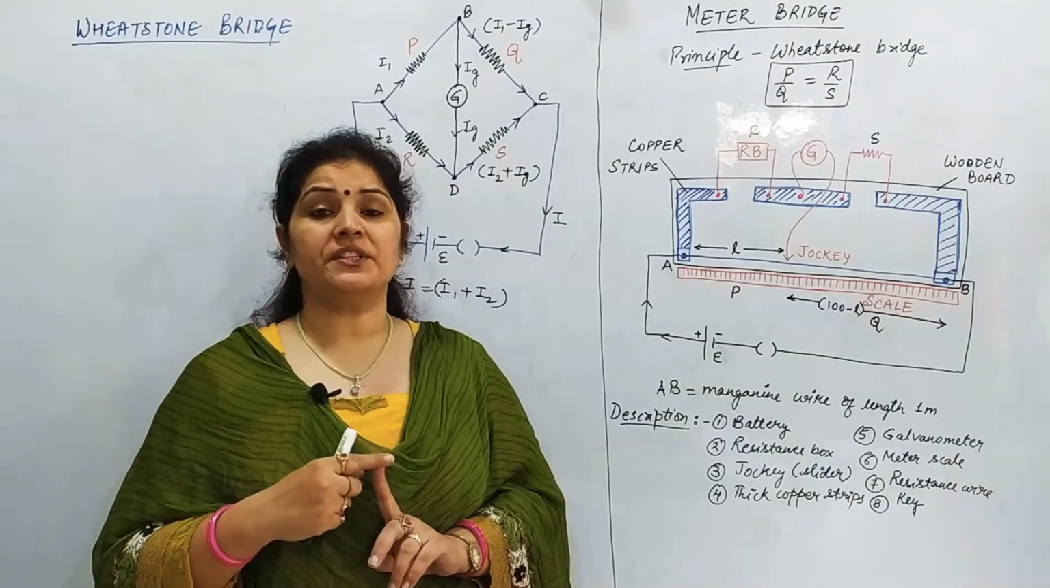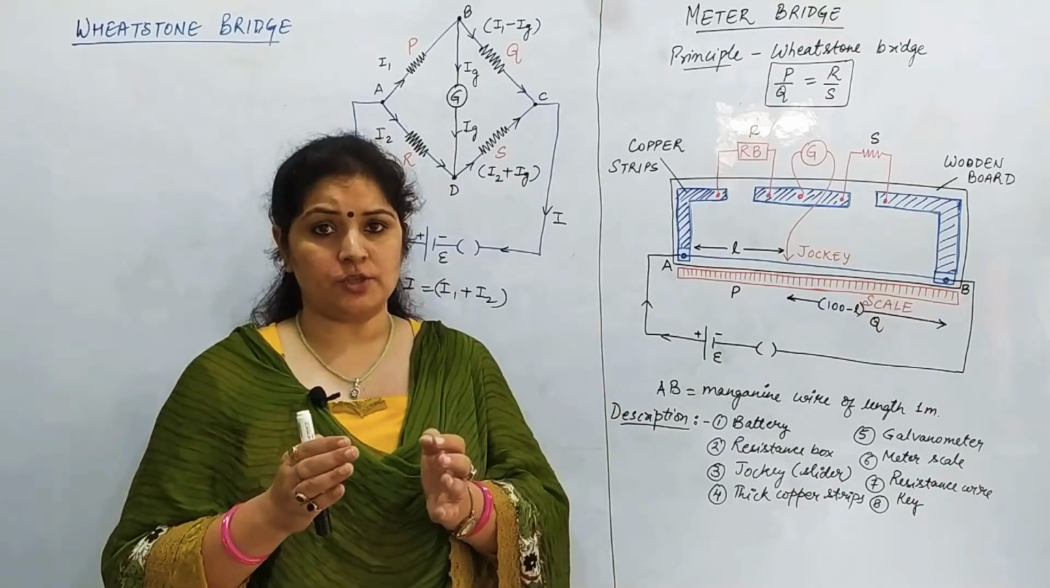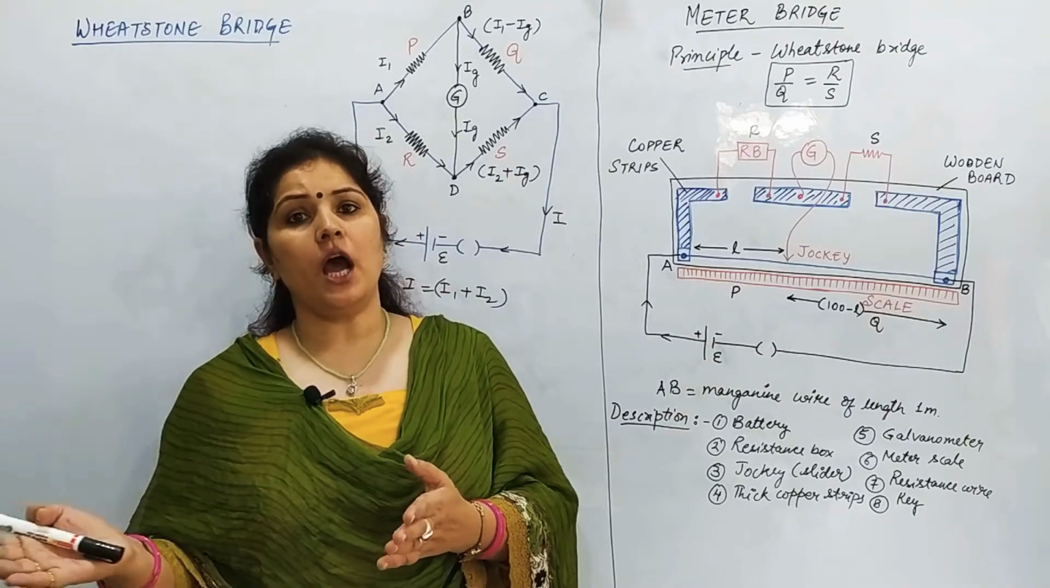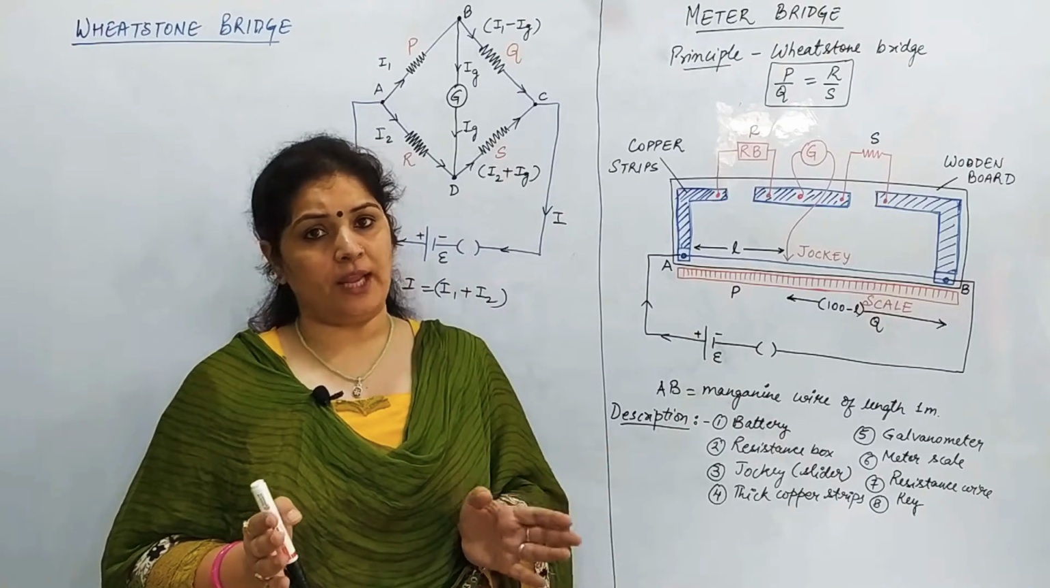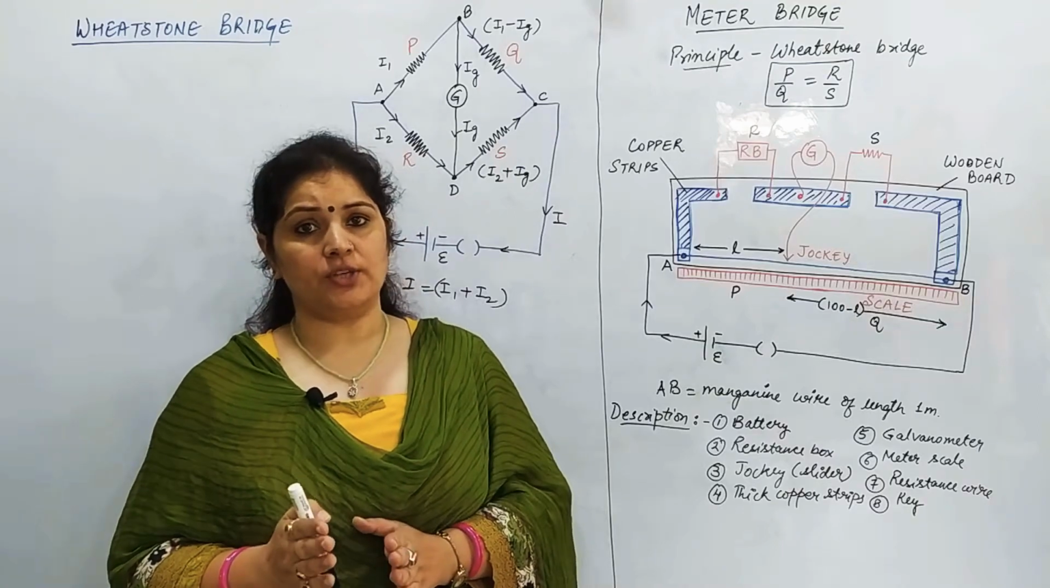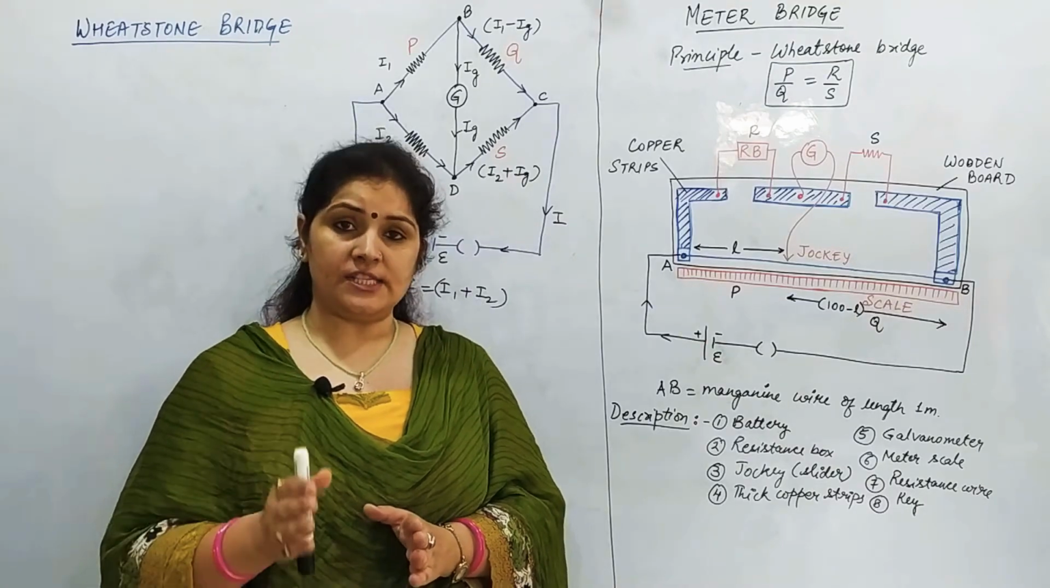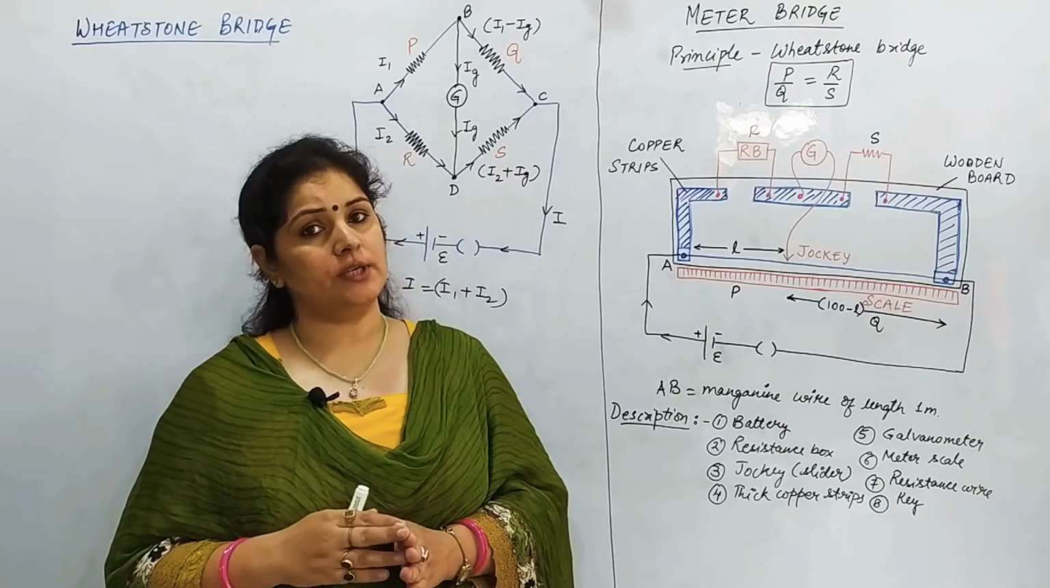According to first law, which is the junction law, all the incoming currents towards the junction are positive and all the outgoing currents are negative. The total current at a junction is always 0. The algebraic sum of all the currents at a junction is 0.